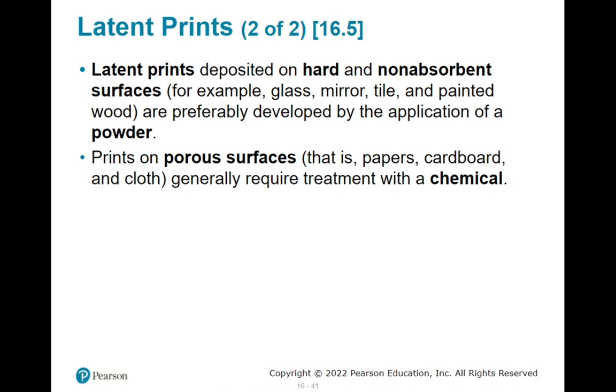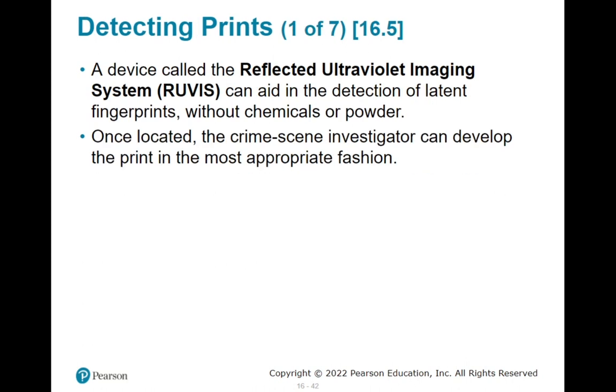Prints on porous surfaces like papers, cardboard, and cloth generally require treatment with chemicals. This could be iodine fuming, ninhydrin, superglue fuming. Superglue has cyanoacrylate in it. You're going to need to know that for the test. It's probably going to be on here coming up, but cyanoacrylate. Cyano means blue.